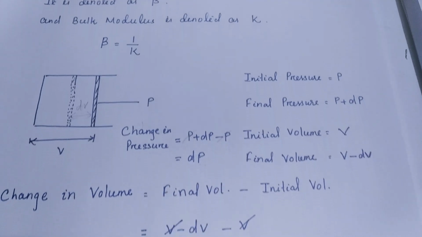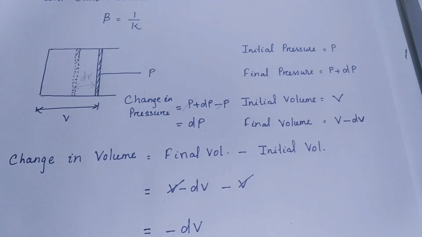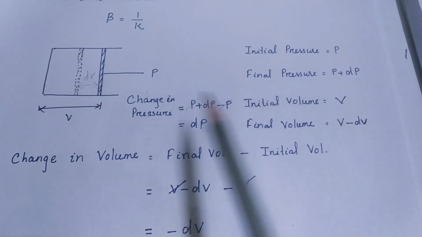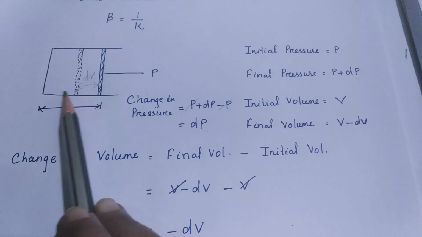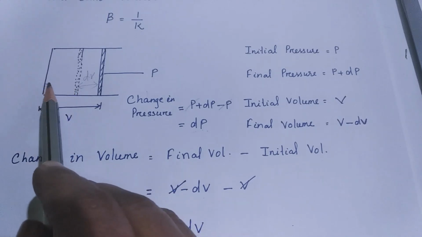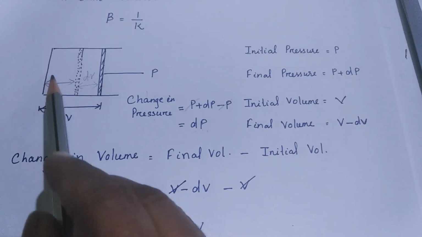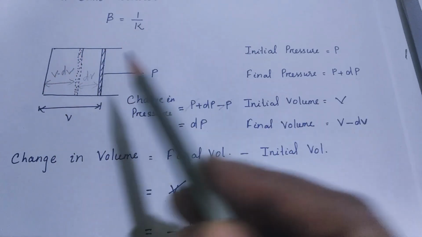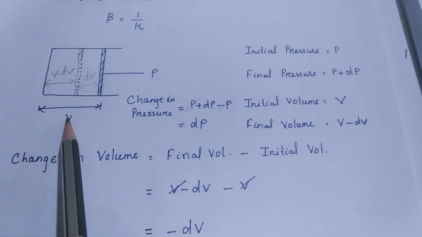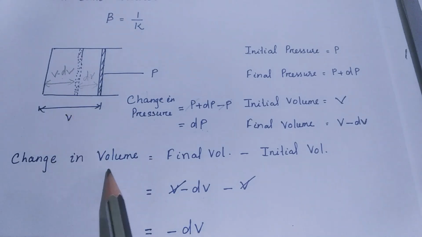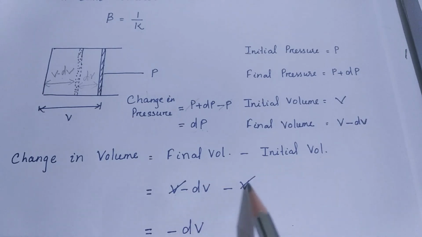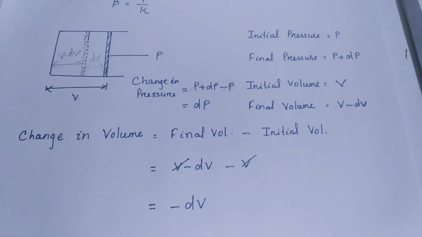Similarly, we find out the change in volume. The initial volume is V. After compression, the final volume becomes V minus dV. So what is the change in volume? That is final volume minus initial volume, so V minus dV minus V. So V cancels and it becomes minus dV.